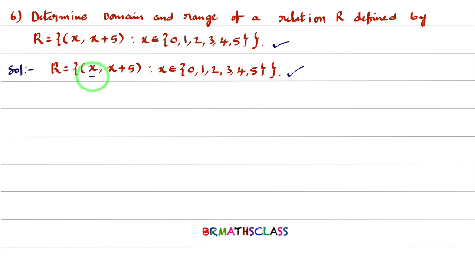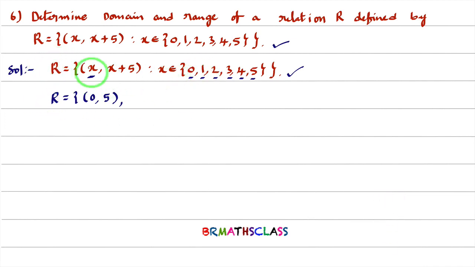Here, what are the x values I can take? In the question itself they have given x: you can take 0, 1, 2, 3, 4, 5. These are all the x values. So I'll write this relation in roster form first. In place of x, you write 0. 0 comma 0 plus 5. 0 plus 5 is 5 only. So you will get the first ordered pair in this relation. This relation is in set builder form, and I am writing it in roster form.